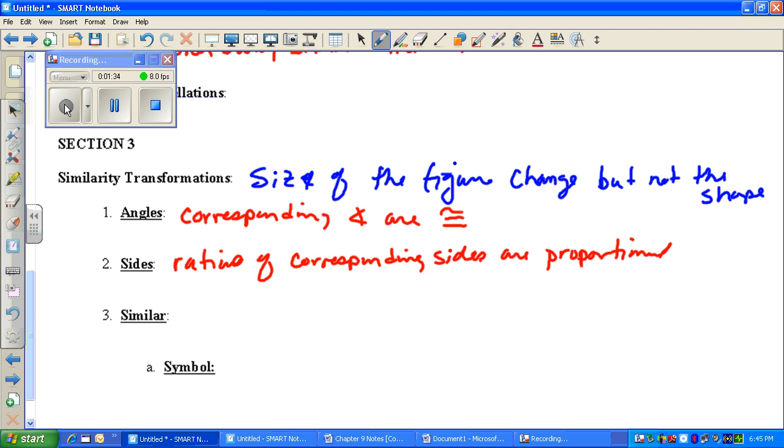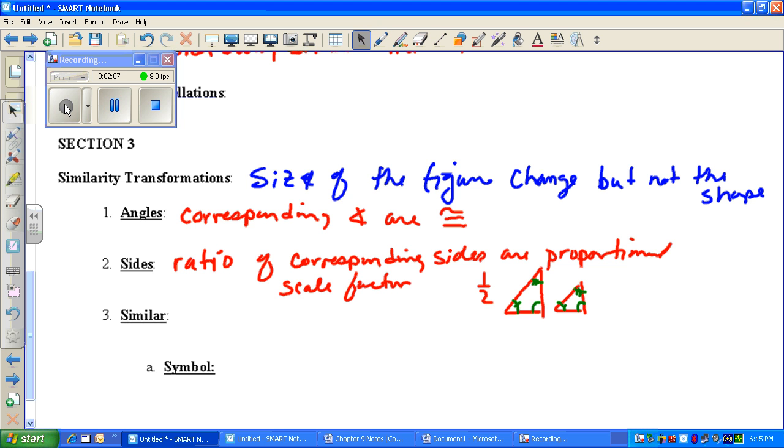And this ratio that we find has a special name, and that ratio is called the scale factor. So if I take a right triangle and I shrink it, all sides shrink down by a half, the scale factor would be a half. They would be the same shape, so they would still be this right triangle. The angles would still be congruent. Corresponding angles would be congruent. Notice they both have that same right angle.